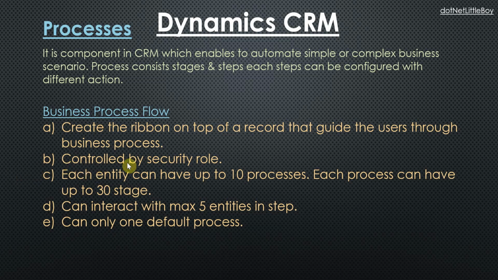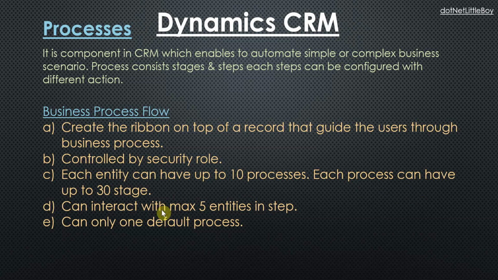The business process flow can be controlled by the security roles. For an entity, you can configure up to 10 different processes, and if you want to display a different business process flow based on the security role of the user, you can configure that too. That is why the business process flow is controlled by the security roles. Each process, when you have configured it, can have up to 30 different stages, and in each stage you will be doing some actions.